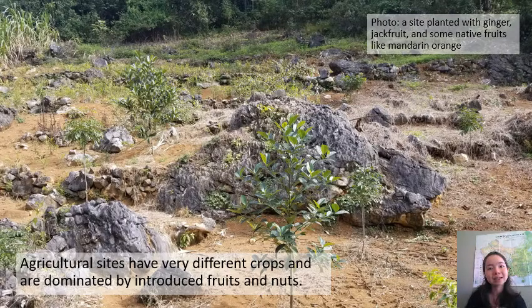On the agricultural sites, we found that they're dominated by introduced crops, but they're very diverse from site to site. Here in the photo, we have a site planted with ginger, jackfruit, and some native fruits like mandarin orange. The other popular species on the agricultural sites include macadamia nuts and sugar apples. Yum! So even as the smallholders are making more diverse personal choices about what to plant, the globalization of crops have had deep and far-reaching impacts in this area. And these crops are highly valuable because they're valued by urban consumers, and they provide extra cash for the farmers.